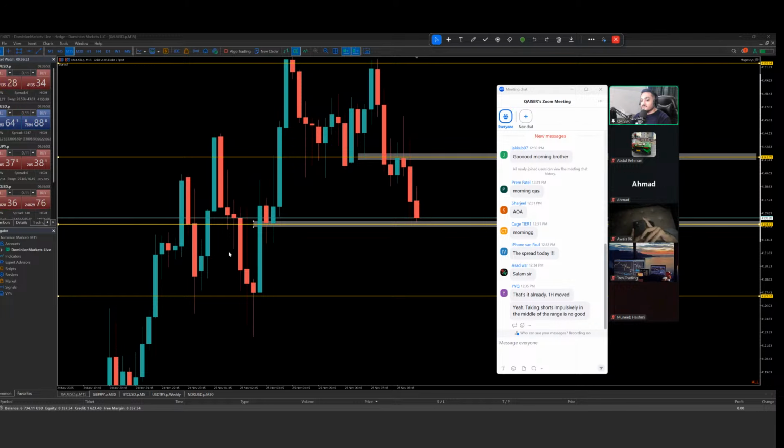Yeah, taking shorts impulsively in the middle of the range is not good. Yeah, exactly. Chris, you are right. It doesn't make sense to take a trade in the middle of the range. It could be risky, and we already knew that even if we are standing at the middle of the range, we have a minor support on the left hand side, and it's also connected with the H4 time frame. So better to wait for the candle to create some new structure that makes more sense. Why play with fire?